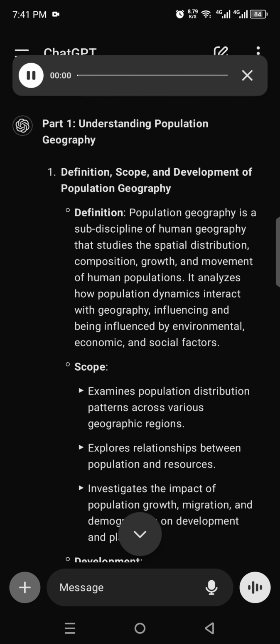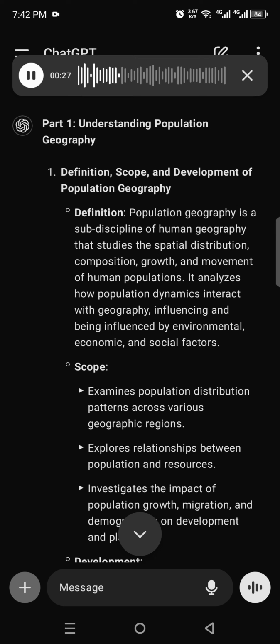Part 1. Understanding Population Geography. 1. Definition, scope, and development of population geography. Definition. Population geography is a subdiscipline of human geography that studies the spatial distribution, growth, and movement of human populations. It analyzes how population dynamics interact with geography, influencing and being influenced by environmental, economic, and social factors.